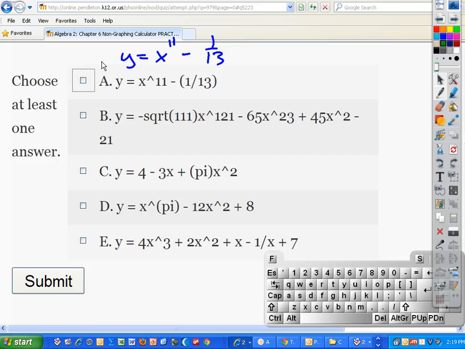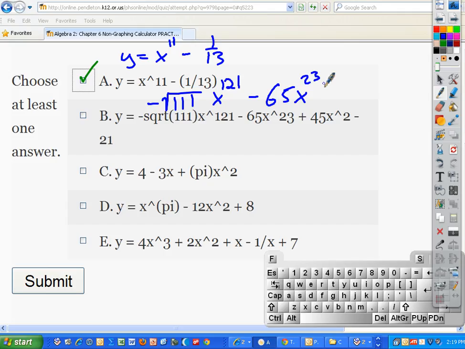Okay, this guy looks like minus square root of 111 times x to the 121 minus 65 x to the 23rd plus 45 x squared. Okay, that's all good. Not a real number? You missed a number. Where'd you get that? Negative 21. Actually, no, that's a real number, I guess. Minus 21. Now it's complete. That's right.